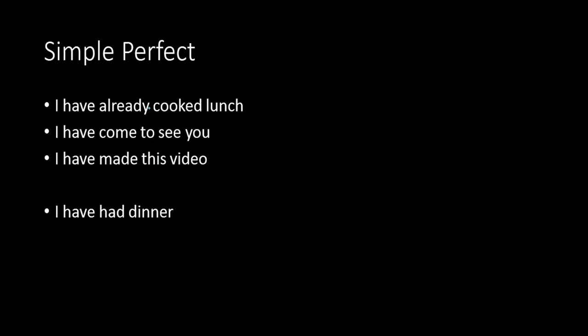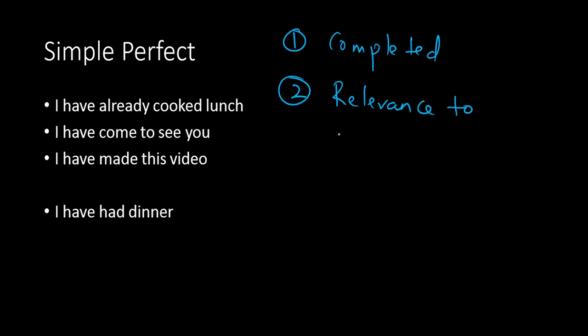The next form of tense we're going to discuss is the simple perfect. This is when we have completed something and it has a relevance to the present. So there are two conditions. One is the task should be completed, and the second is it has relevance to the present. Then we use the simple perfect, and I'm going to give examples to make you understand.